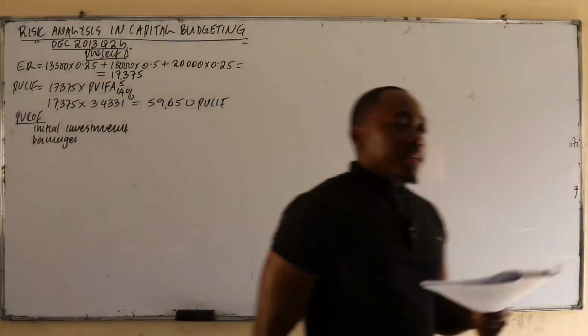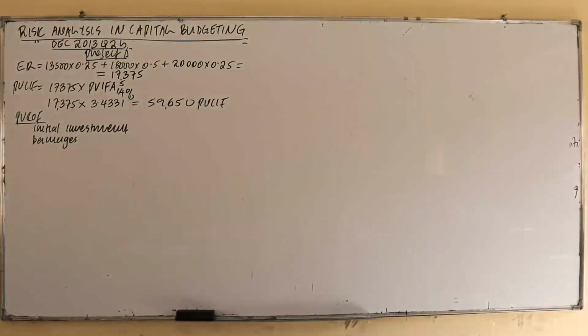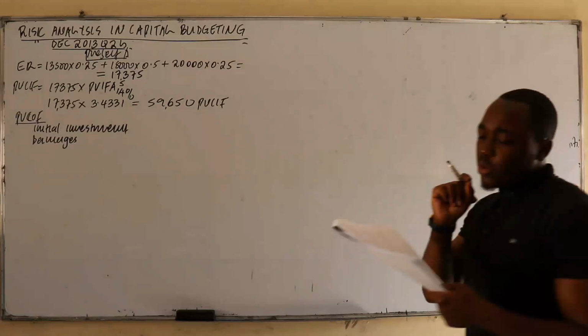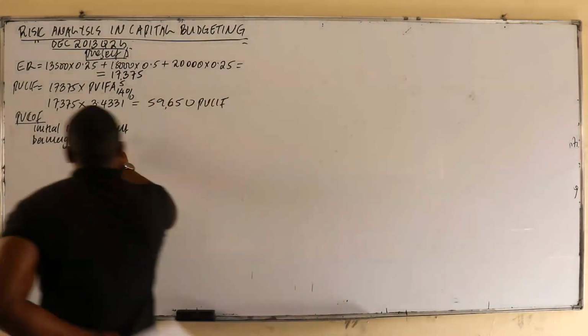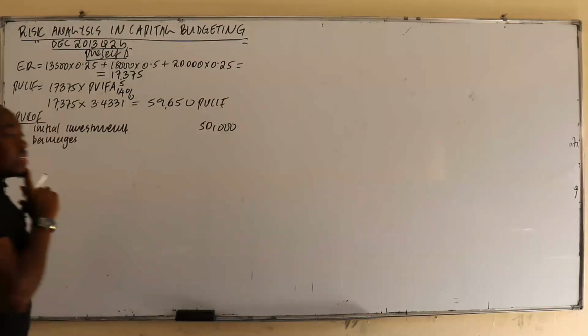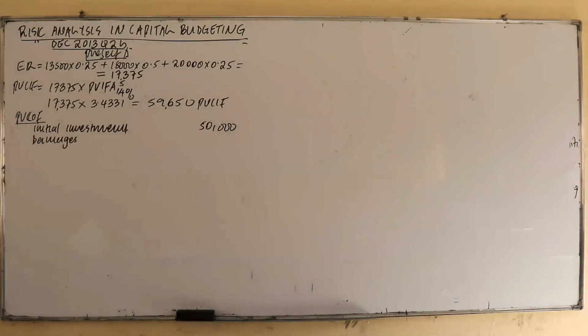Okay. So now we are determining the present value of cash outflow. Now you have been told that this project will require an initial investment of 50 million. So the initial investment of this project is 50 million. But we are told that this project is likely to infringe on competitors' patent. That means we can be sued for damages.